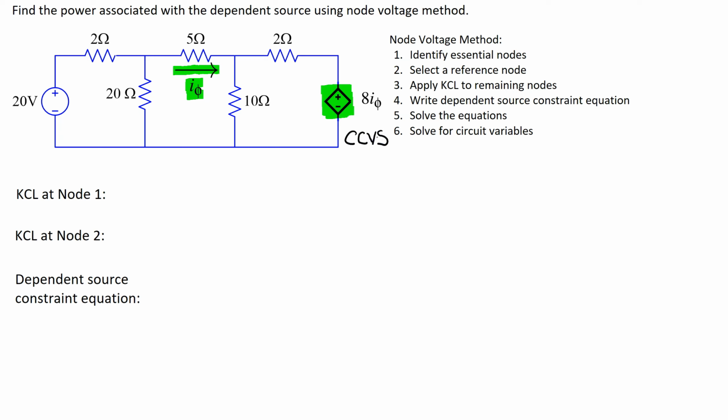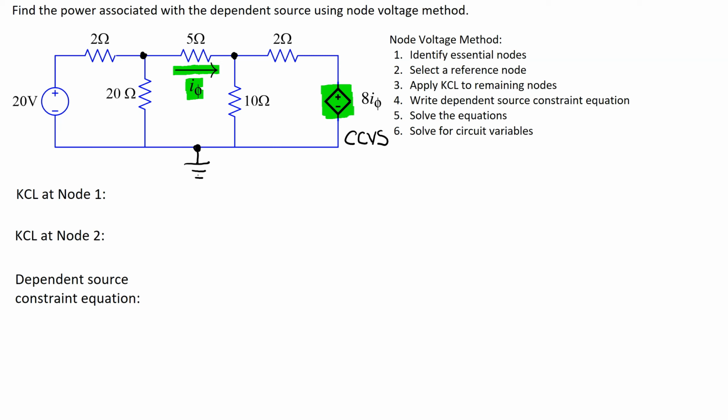So let's apply the node voltage method to this circuit. The first step is to identify essential nodes. In this circuit, we have 1, 2, and 3 essential nodes. Recall that an essential node is a point in a circuit where 3 or more circuit elements meet. The next step is to make one of these essential nodes a reference node. So we can make this bottom essential node a reference node and we ground it.